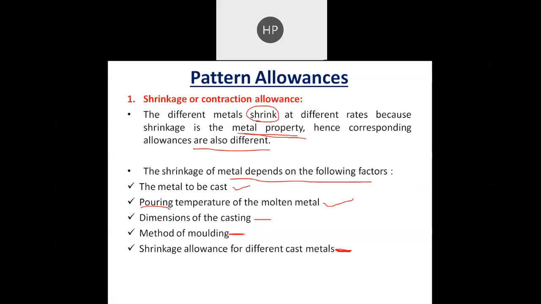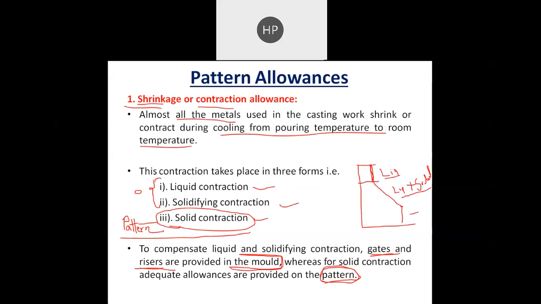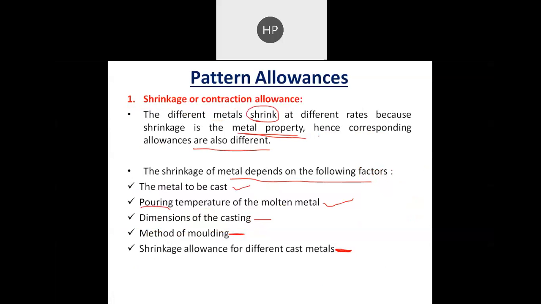So this is the first allowance, the shrinkage allowance, and that allowance is because of the contraction of the metal during cooling from pouring temperature to room temperature. To compensate for this we use a pattern allowance, and that allowance is known as the shrinkage or contraction allowance.